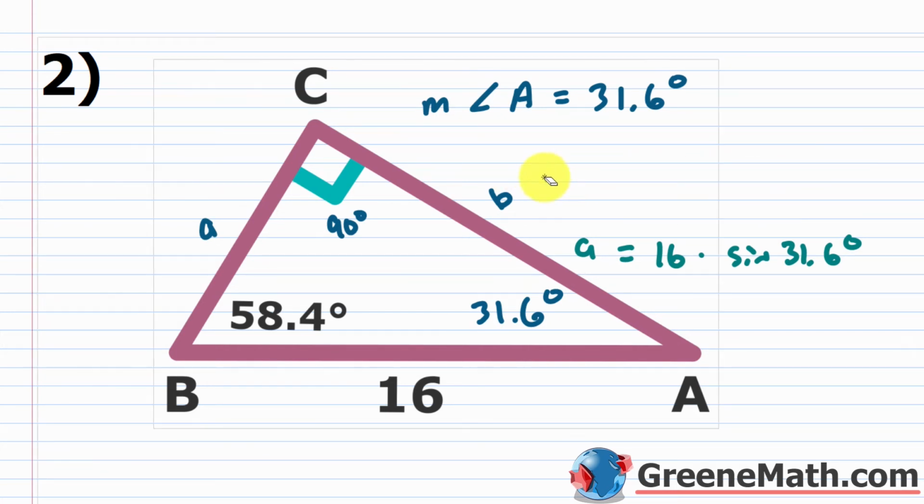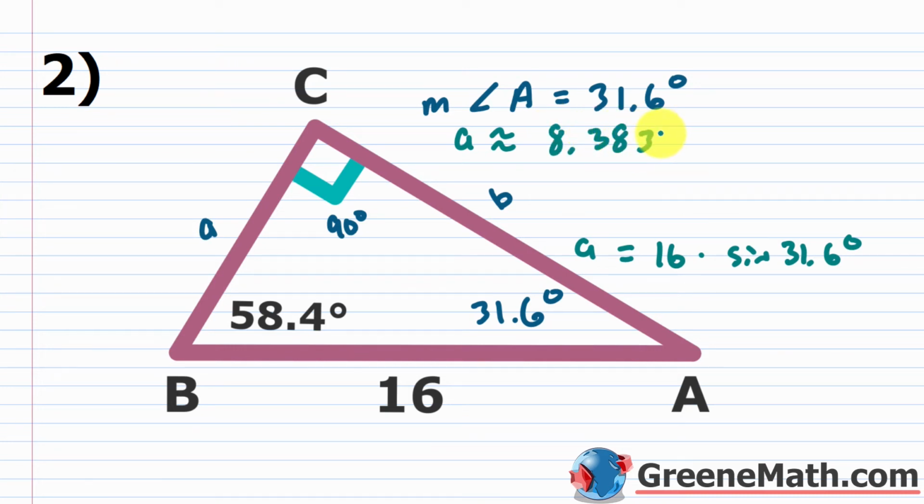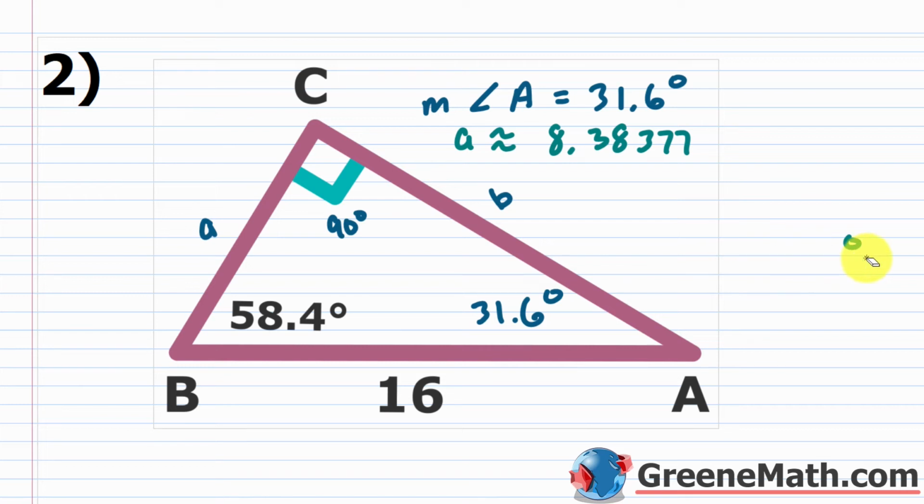All right. So the next thing I would do here is just punch this into my calculator, and I'm going to get that A is approximately 8.38377, and I'll just stop there. Let me erase this from here. And we want to round to the nearest tenth, so I'm going to go to right here. So this 8 here falls in the category of 5 or greater, so add 1 to the 3. So this becomes 8.4.